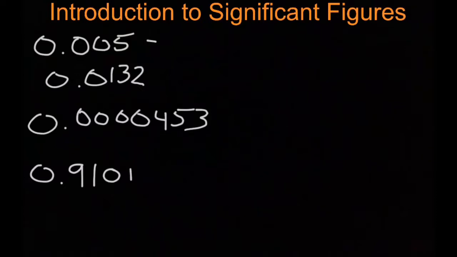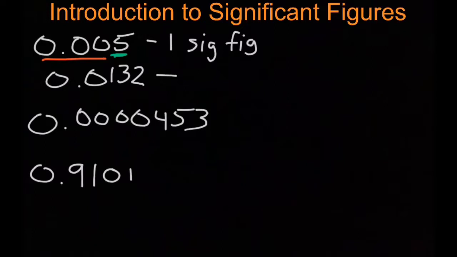So for 0.005, our non-zero right here is 5, so that one is significant, but we have zeros in front of the 5. Those are all called leading zeros, and they are not significant. So in this case, we would only have one significant figure, which is the 5. For our next one, 0.0132, these 3 numbers are our significant figures, and these zeros are the leading zeros, which are not significant. So we have 3 significant figures.